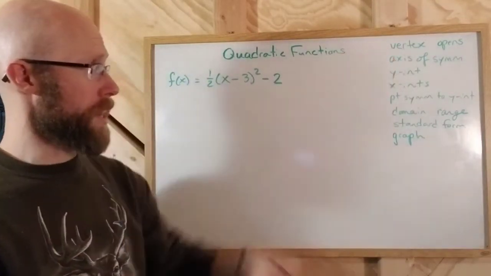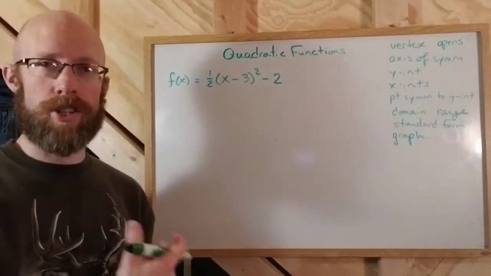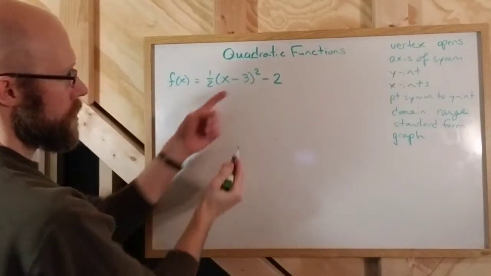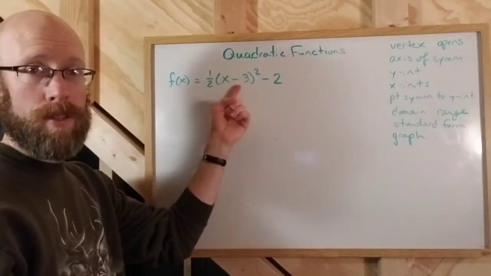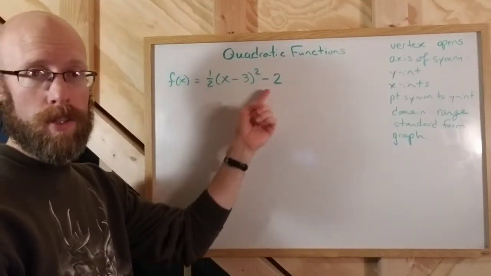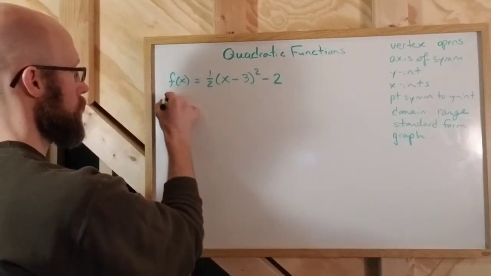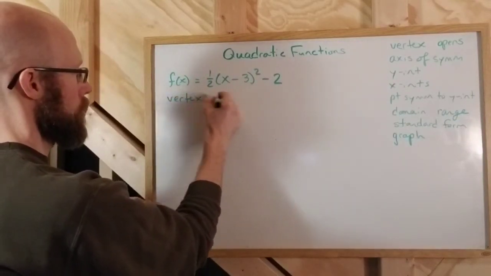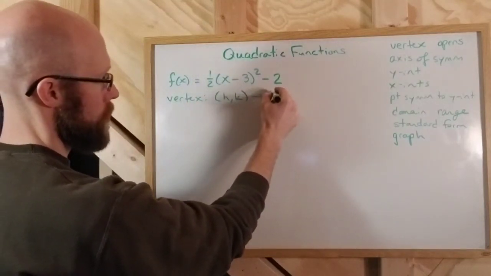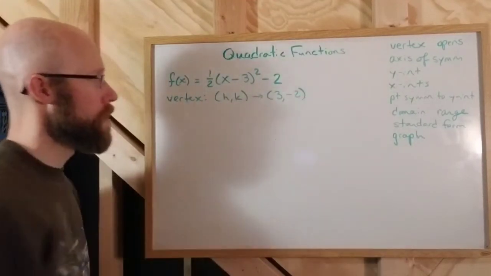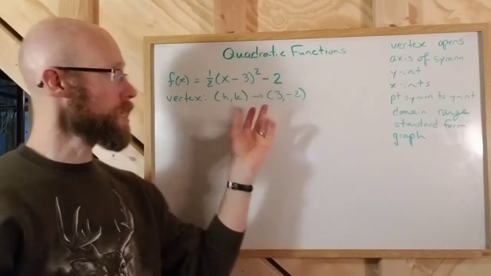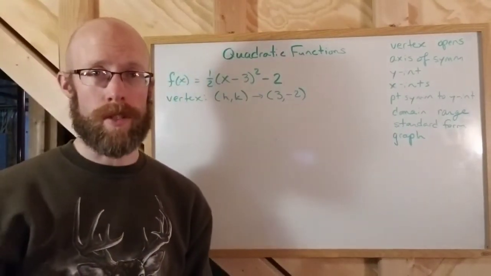We'll start out with a vertex. Remember, the vertex is always h comma k. And if this is in vertex form, then the h is the opposite of the sign in the parentheses, so it's 3, positive, and the k value is the negative 2. Right? So we can find the vertex very easily. It's h comma k, which in our case would be 3 comma negative 2. Again, this is why it's called the vertex form, because the vertex is immediately seen right from the equation.